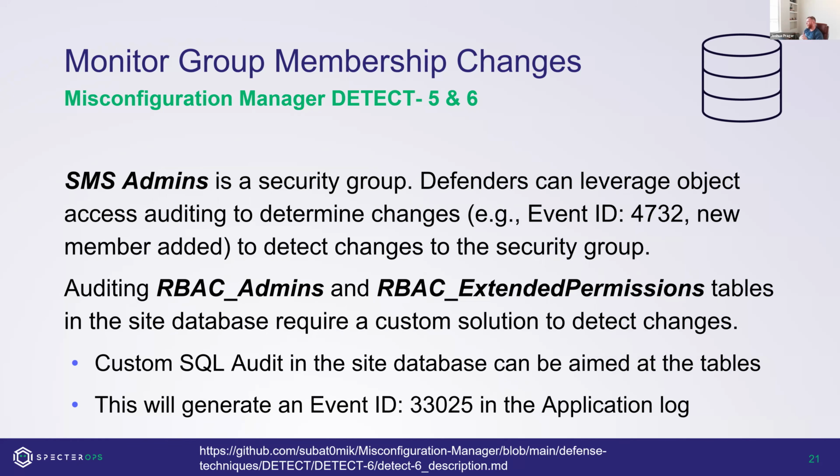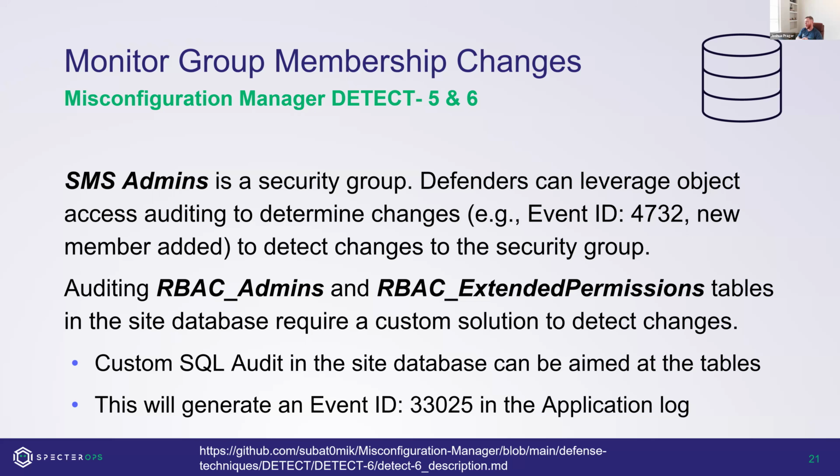So what we can do is leverage event ID 4732, a new member was added, to detect any sort of changes. I've tested this in one client environment. I haven't tested it in more than one. But for that particular client, it was well known who the members of the SMS admin security group were. So if all of a sudden a user is adding themselves to SMS admins, this event ID 4732 with a new member added would stand out as very, very malicious. It would be a very high fidelity detection.